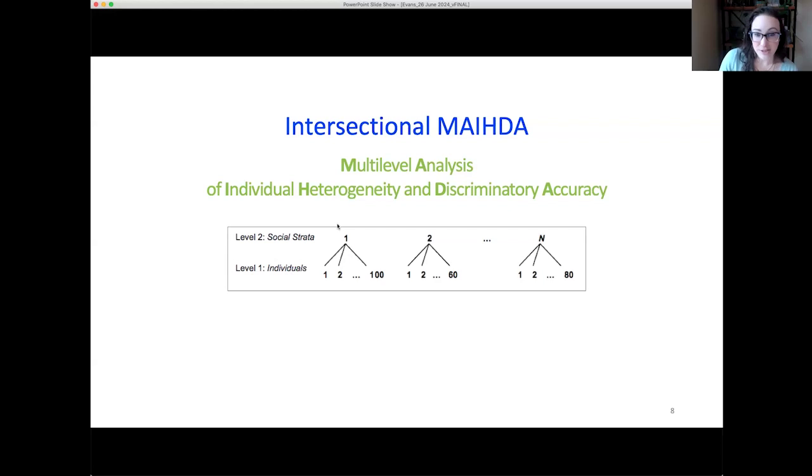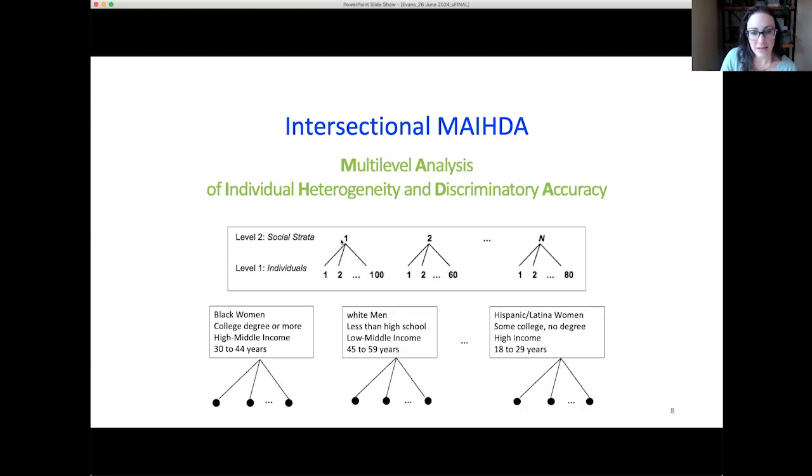So as I've mentioned, the core idea here is we have a multi-level model, pretty standard, but used in an unconventional way. We're going to be defining each of these clusters or social strata to be each unique combination of whatever categories and variables we're interested in. So for instance, we might have one stratum that is representing Black women who have college degrees or more. They are high income. They are 30 to 44 years old. Another one in the analysis might be white men with less than high school education, low middle income, 45 to 59 years, and so on and so forth for every combination that we are considering.